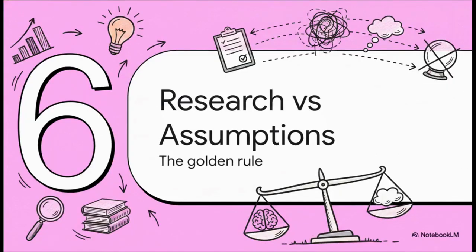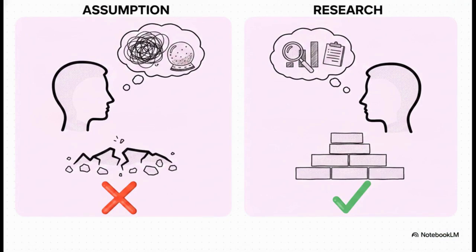Section 6. Research over assumptions. The golden rule of crafting personas. And this brings us to the most important foundational rule of crafting any user profile. You absolutely must draw a strict line between dangerous guesswork and solid actual design. The assumption mindset says, I know what users want. Honestly, that's just the voice of ego talking, and it leads to products that completely flop in the real world.